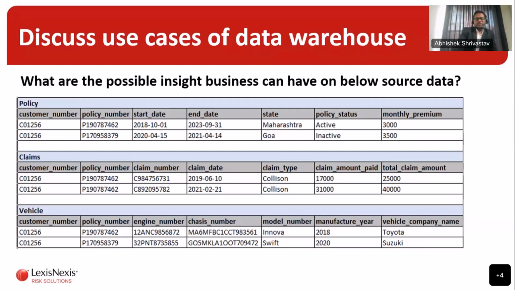Okay, but still we are keeping the customer number and the policy number so that we can tie the vehicle back to the policy whenever we want to compute any policy specific count on top of the vehicle details we have.